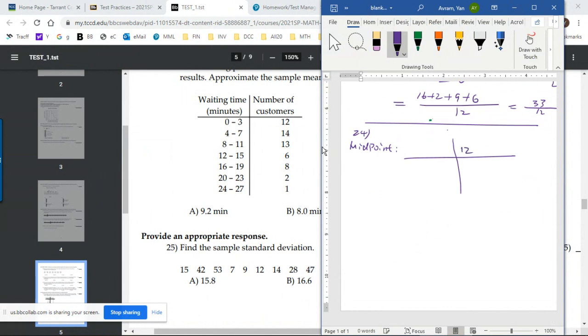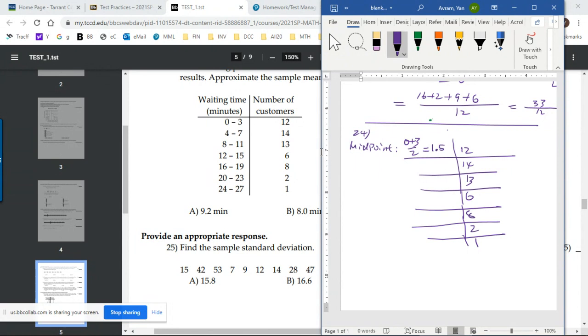So we have a class, this is 12, right? And then we have 14, 13, 6, 8, 2, and 1. Okay, so you're gonna need to find a bin point. How do you find a bin point? Using the upper class plus the lower class divided by 2. So 0 plus 3 divided by 2, that is 1.5, right?